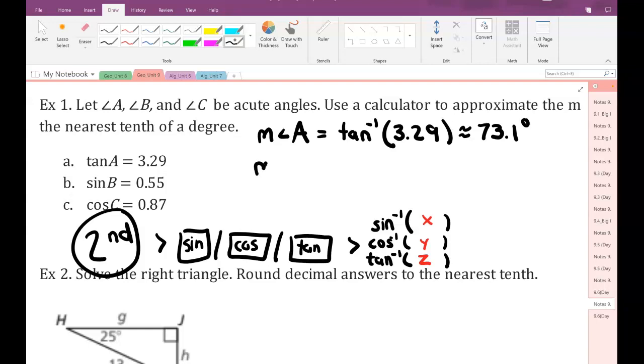Then we want to find the measurement of angle B, and we're given the sine. This 0.55 we get from taking the opposite side divided by the hypotenuse. And then if we use the inverse, we can find the angle measurement of B. So inverse sine of 0.55. Use your calculator to do that, making sure it's already in degree mode, of course. Then we get 33.4 degrees.